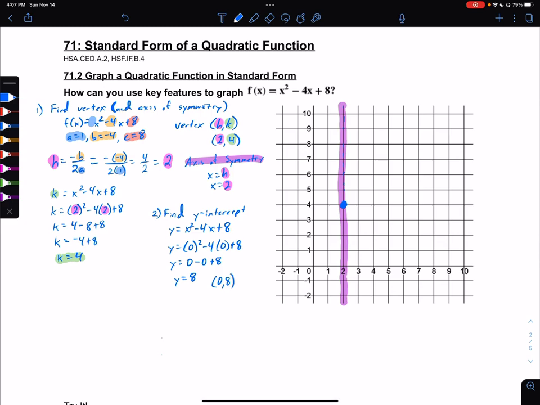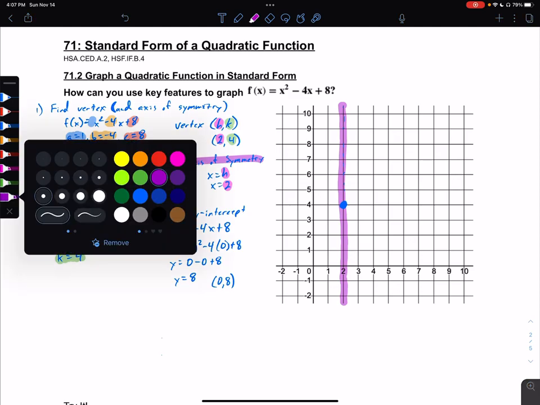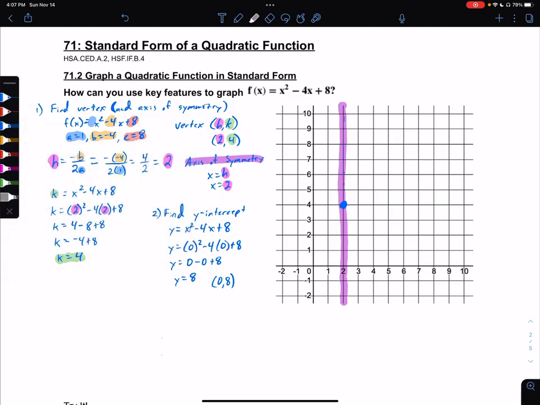And I'm going to run out of highlighting colors here. We used pink, we used red, we used a little bit of everything, so let's just go with gray. So my y-intercept is (0, 8), and I can plot that point. So I'd have this point right here, (0, 8). So I now have, in theory, half of my function. We know that the axis of symmetry splits this in half.